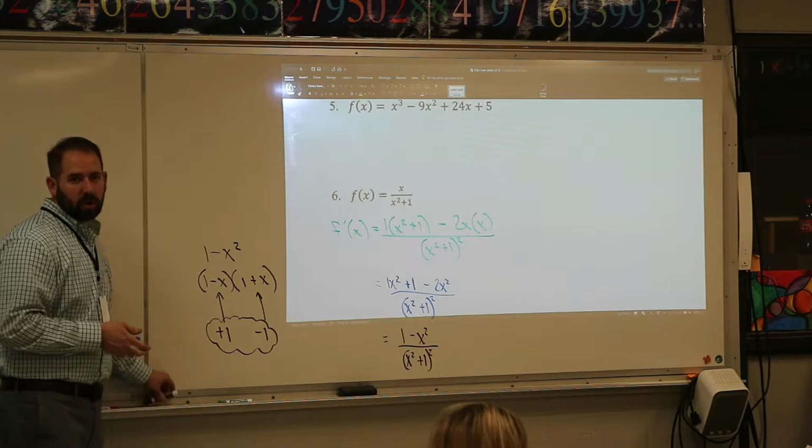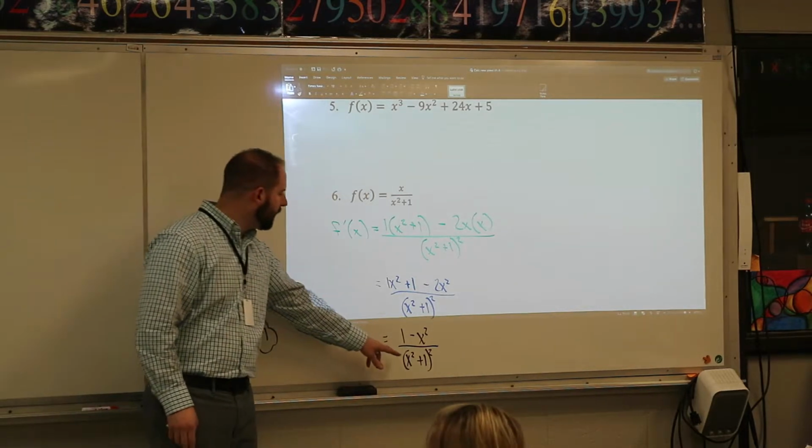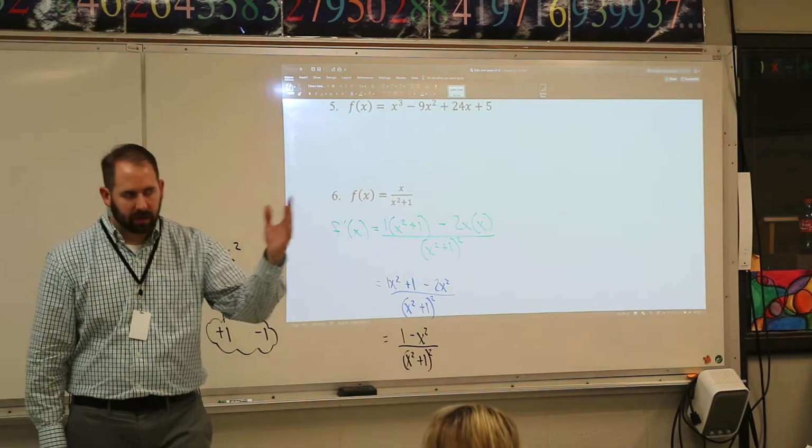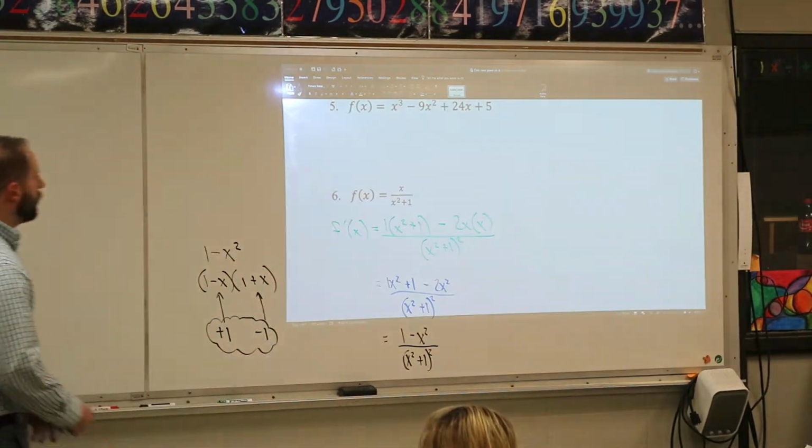So these are my 2 critical points. Now, we did have some points we'd have to throw out on the bottom, but there's no way that can be 0 on the bottom, so we don't have to worry about it because we're squaring it and it turns positive anyway. All right.